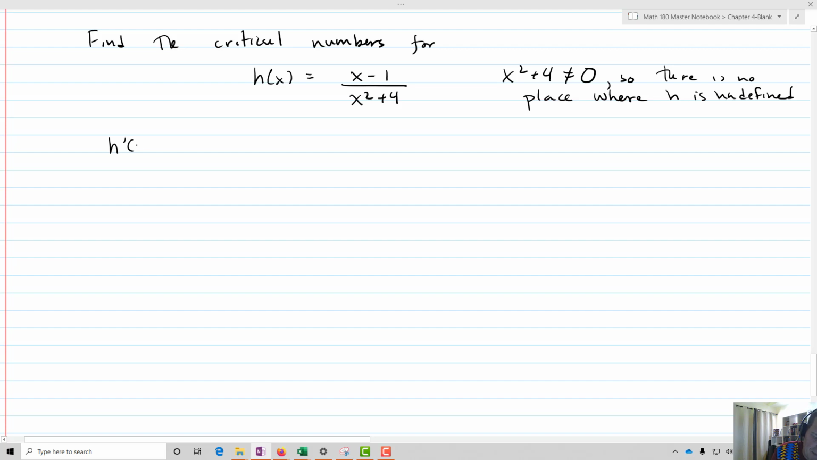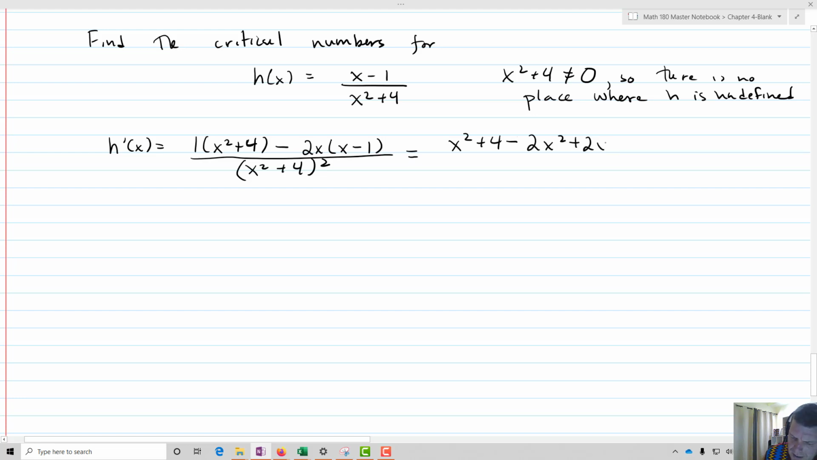Now I'm going to take h prime of x. So h prime of x is going to equal 1 times x squared plus 4, minus 2x times x minus 1, all over x squared plus 4 squared. This will then equal x squared plus 4 minus 2x squared plus 2x, divided by x squared plus 4 squared. And this will then equal negative x squared plus 2x plus 4 divided by x squared plus 4 squared. And so that's my derivative.